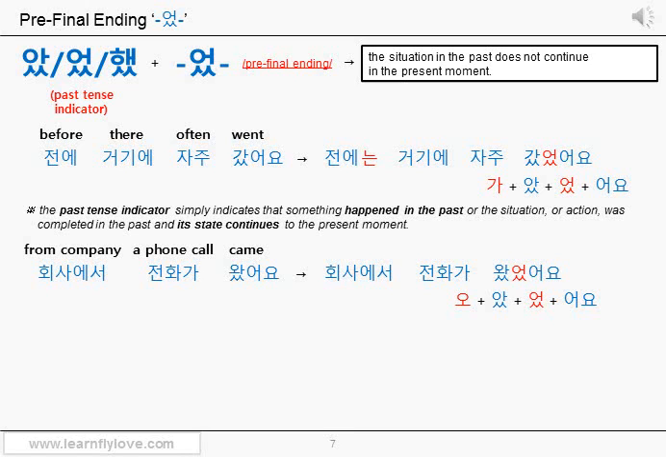The first sentence, 회사에서 전화가 왔어요, can of course mean just someone called you from the company. But it can also mean someone called you from the company and he or she is still holding it, still on the phone. Now you understand the second usage of the simple past tense in Korean that we explained above. The situation or action was completed in the past and its state continues to the present moment.